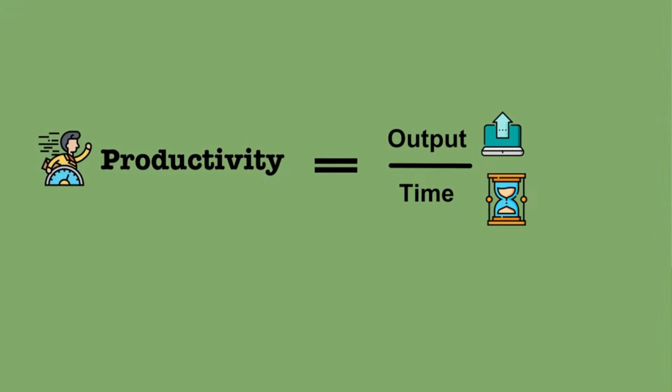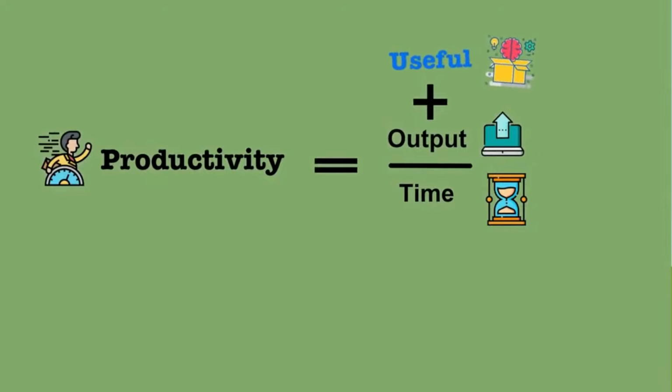Let's simplify this. Output divided by time is equal to productivity. So the more output we can generate in less time, the more productive we are. Well, the first thing to understand is there is no point in being productive if you are not being productive about the right things. We want to be doing the right things for the right results.